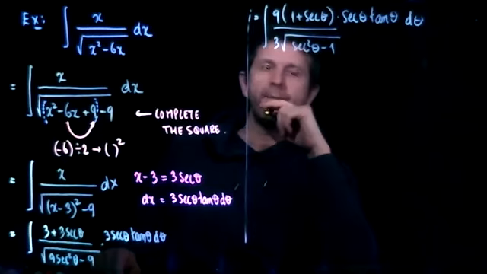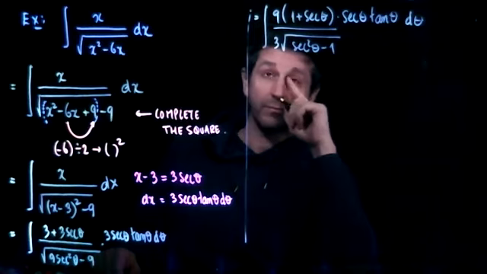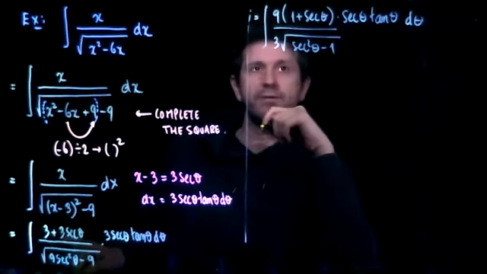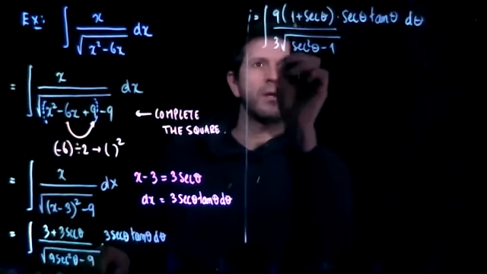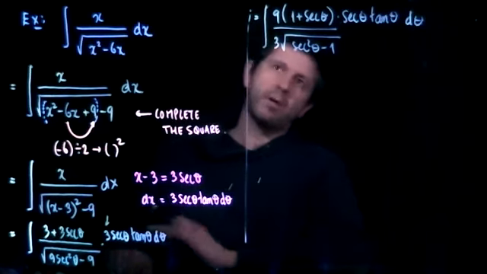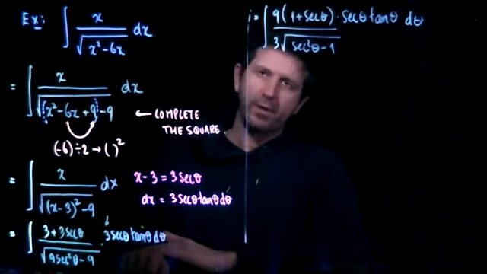Can you repeat how you pulled out a 9 on the numerator? Yeah, I pulled out the 3 from 3 plus 3 secant. I pull out a 3 from here, and times the 3 that was there, it becomes 9. Okay, thank you.